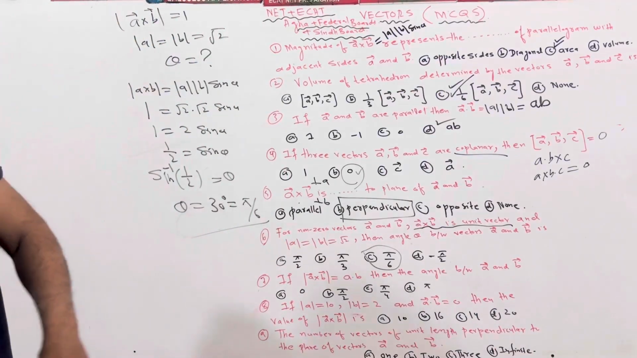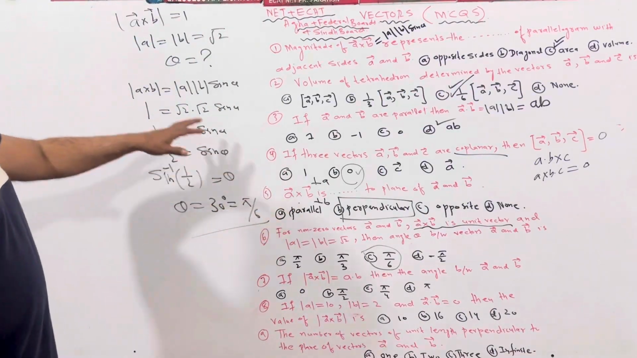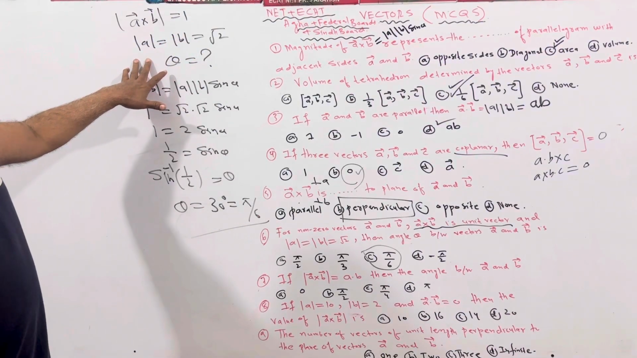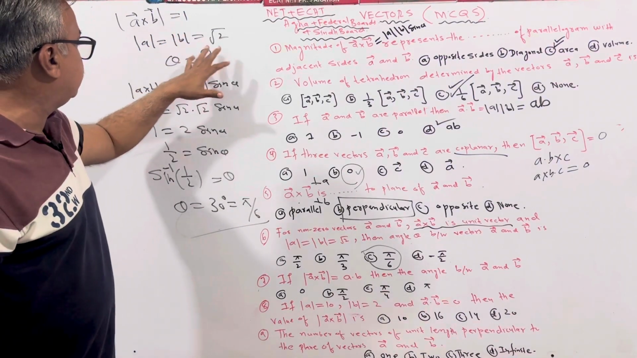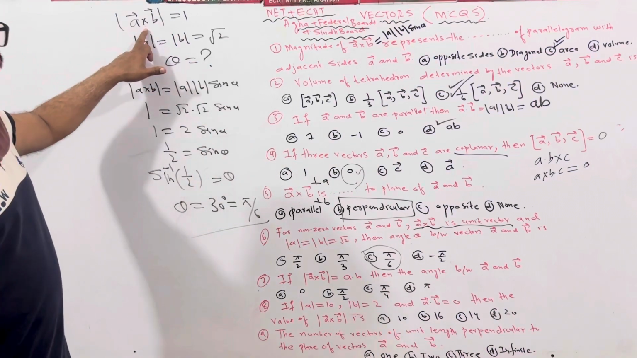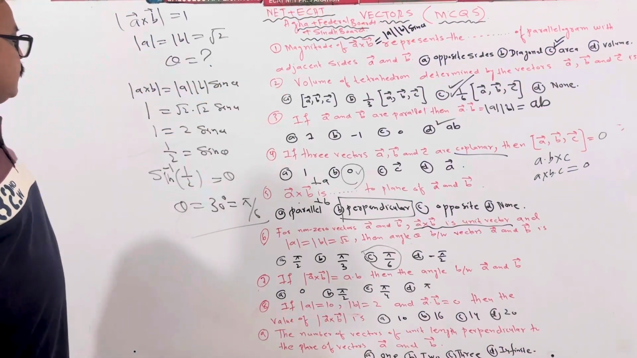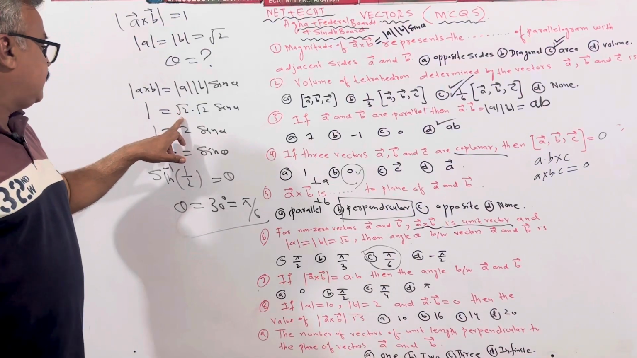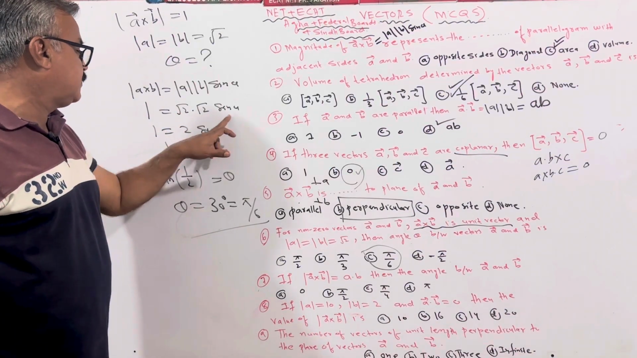Again, A cross B is a unit vector. Magnitude of A is under root 2, magnitude of B is under root 2. Find the angle. There is a cross product, so I have utilized the formula for cross product. A cross B is given to us as a unit vector. Magnitude of A is under root 2, magnitude of B is square root 2, sine theta.